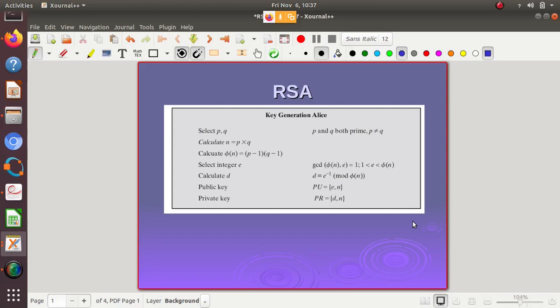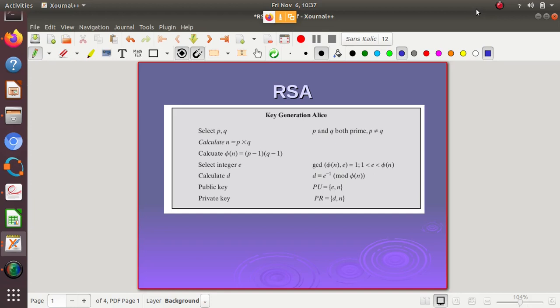In the last class we discussed the RSA algorithm, how RSA works. Today's class we are going to discuss the proof for the RSA algorithm. So we can just refresh our RSA algorithm. RSA is a public key crypto system.